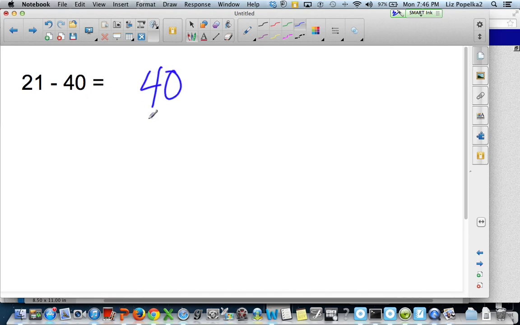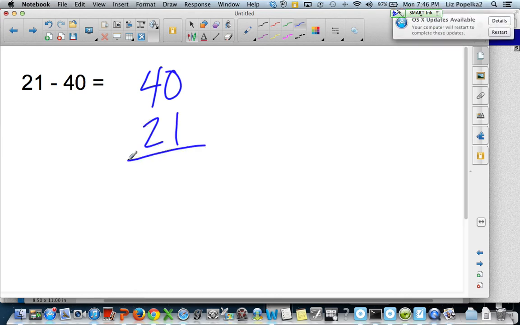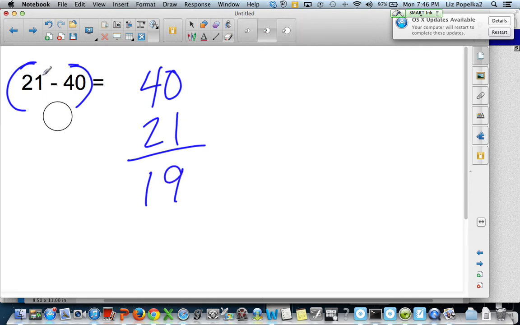So 40 minus 20. If you think about it, you know these 20 positives are going to cancel out 20 of those negatives. So 40 minus 21 means you're going to have 19 left over after all that canceling. And because you've got 40 negatives, but you only have 21 positives, that means that the final answer is going to be a negative because you've got 40 negatives but only 21 positives. So once those 21 positives cancel out 21 of those negatives, you're going to be left with a negative 19.